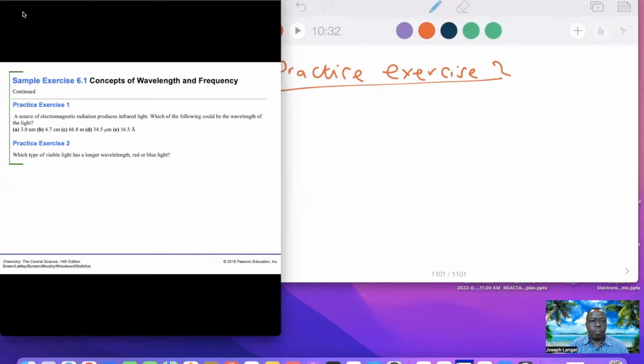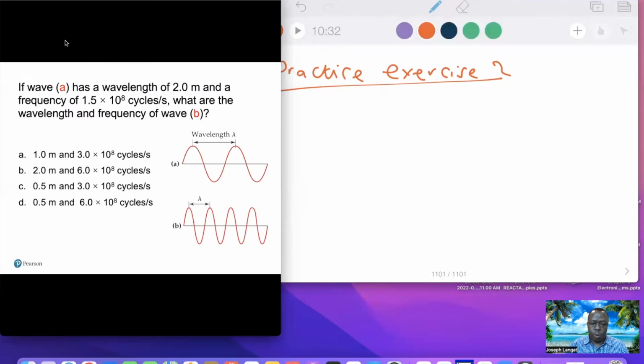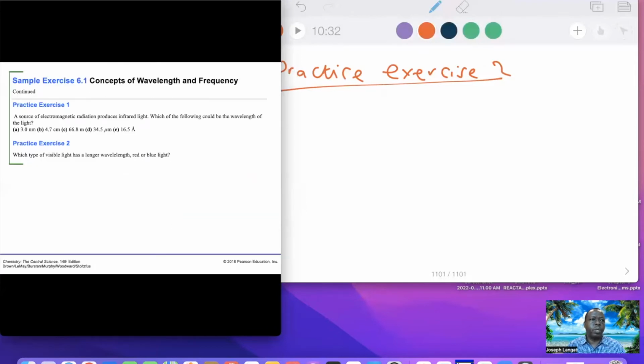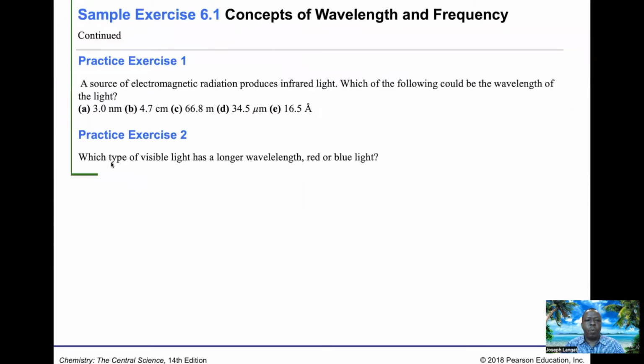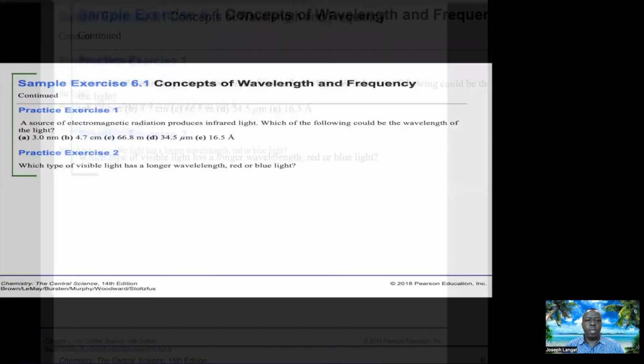Look at this. This is the question: which type of visible light has a longer wavelength? Here is red, here is blue. Some of you may think that you need to be given numerical values. How do I know? Is there somewhere where we are given the numerical values for the wavelength of different colors? Nope. All you have to remember is the general concept.